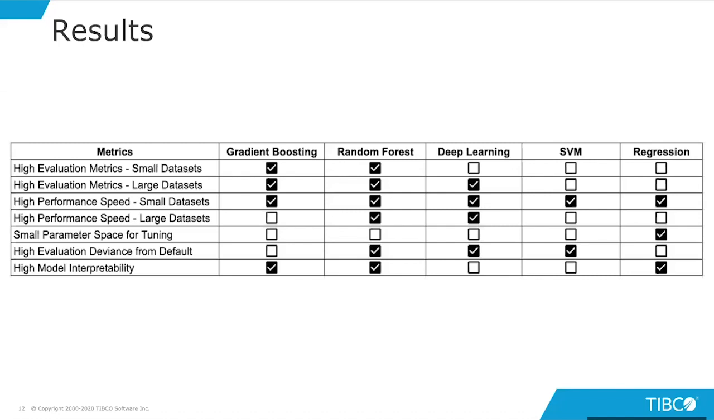That's the deviance from the default as you tweak them. So what's the payoff from tweaking those, right? You get quite a bit of payoff from the random forest to deep learning to the SVM. Perhaps not too surprising there either. And how easy it is to interpret the model, of course, is a big deal, right?